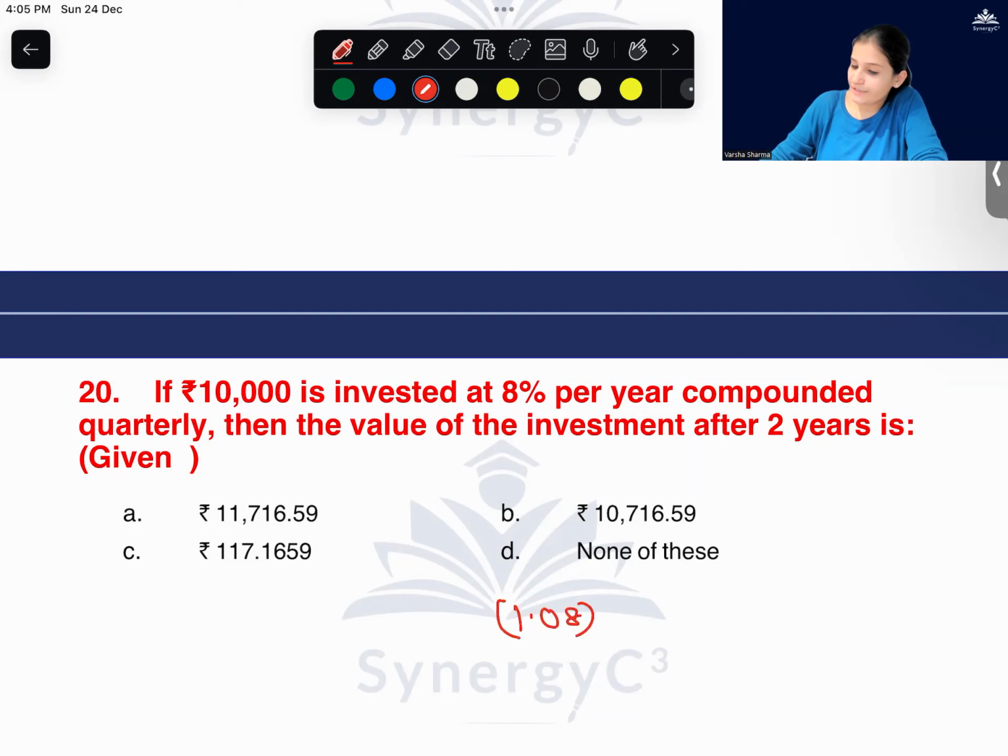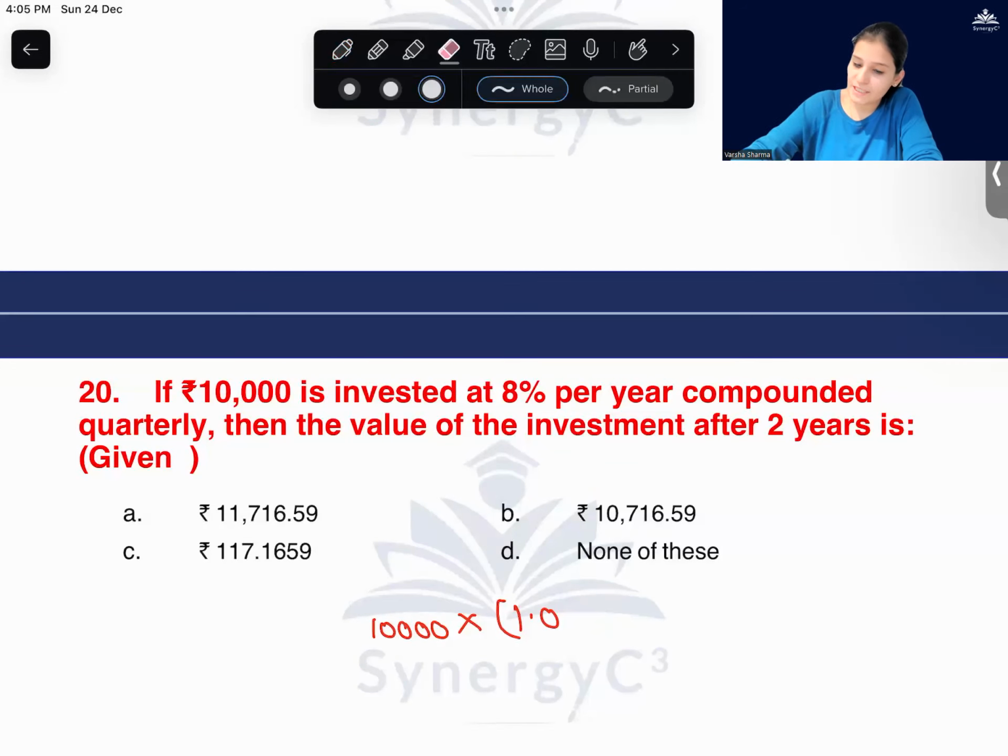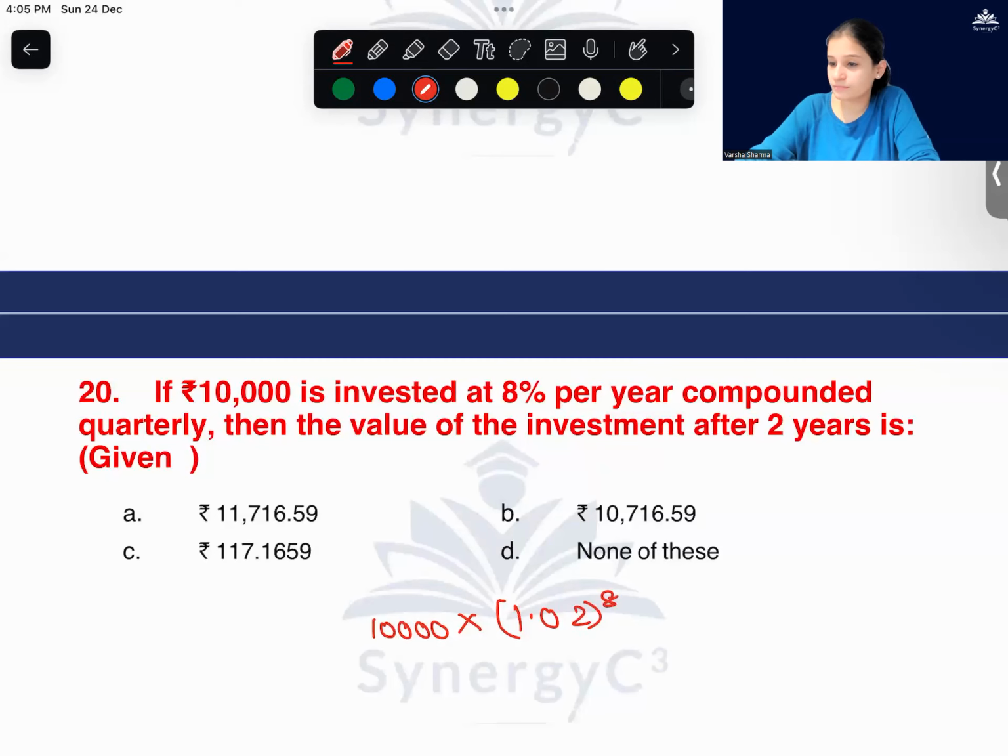Compounding value 1.08 for 2 years, multiplying it by the principal. Compounded quarterly, then 8% becomes 2%, and 2 years is 8 installments. One 1,716.59. Different satisfaction when you get the exact answer. Done.